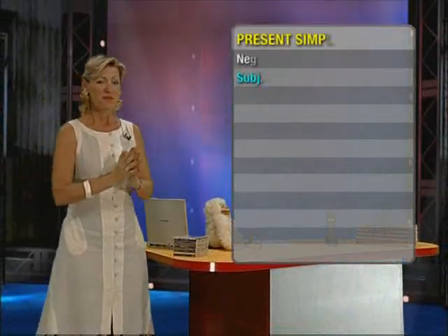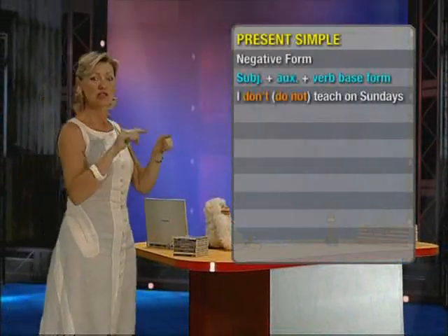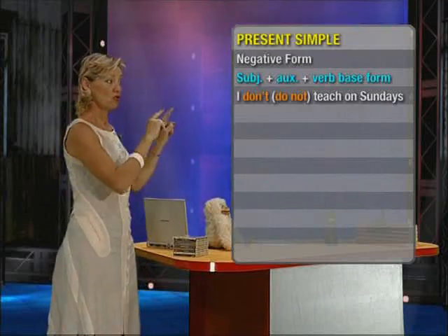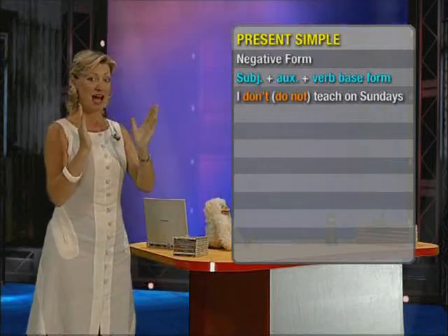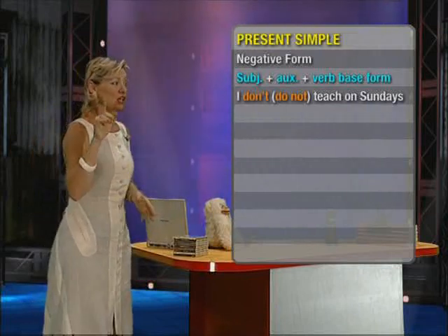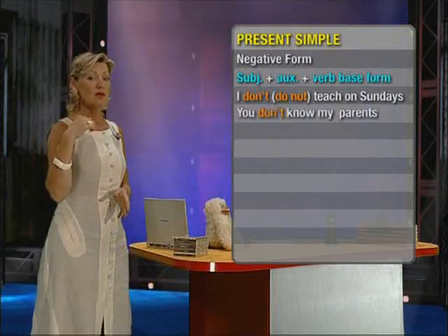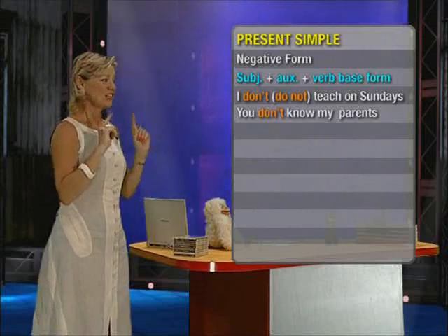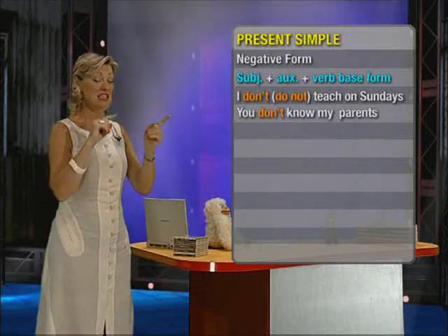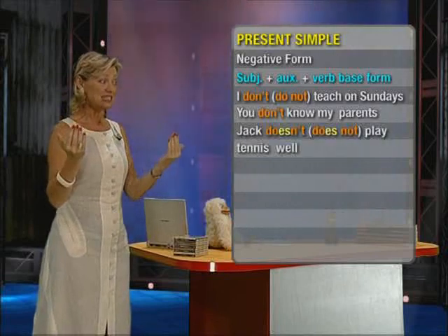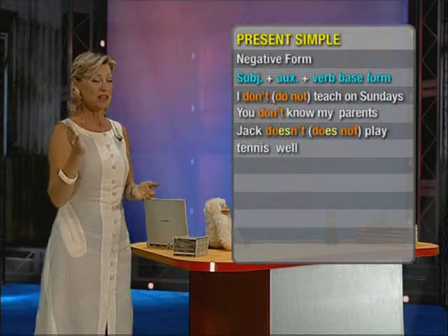And now we need to go and look at the screen because we need to see how that works in comparison to the positive form. All right? Great. Now, look at the examples. I don't teach on Sundays. Do not becomes don't. I don't teach on Sundays. You don't know my parents. Jack doesn't, does not. Jack doesn't play tennis well.